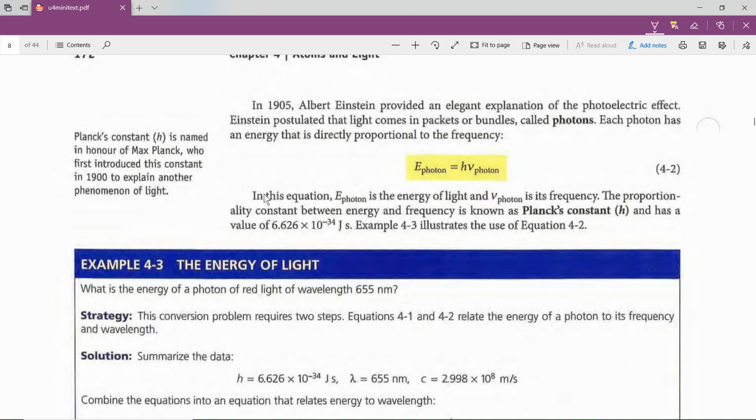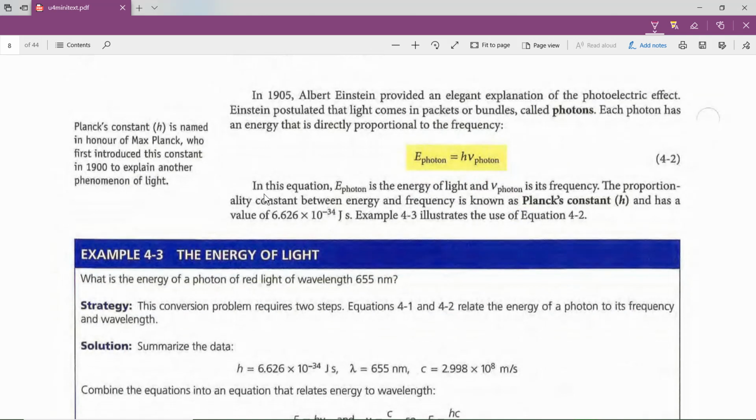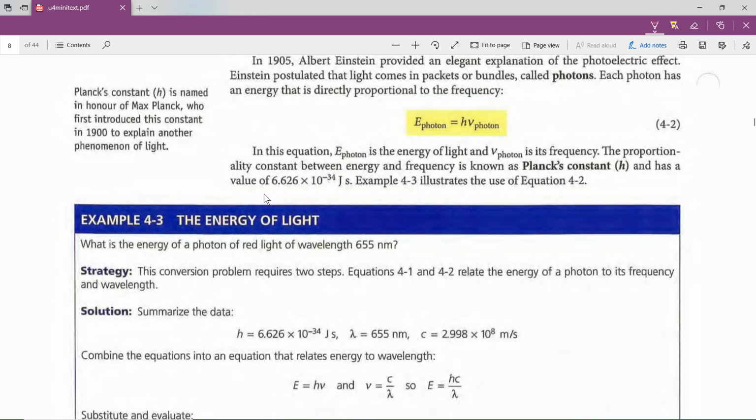Planck's constant is named after Max Planck, who was one of the founders of quantum theory. He introduced this concept in 1900. That was a long time ago, wasn't it?